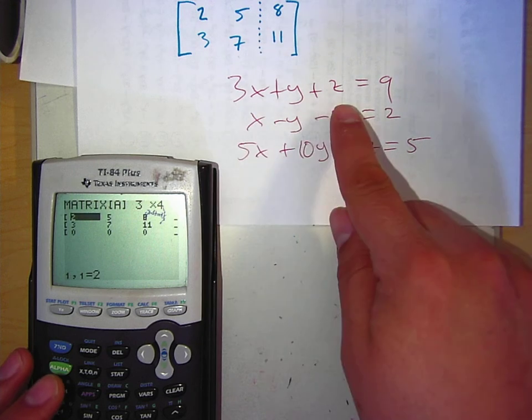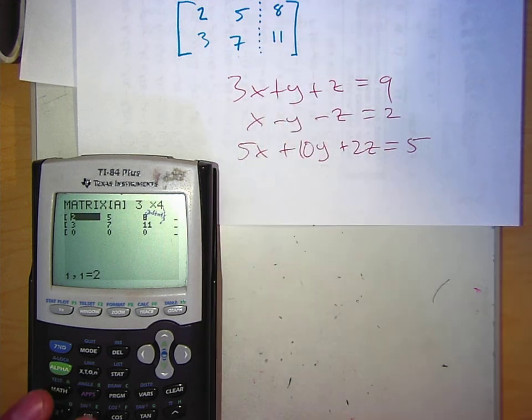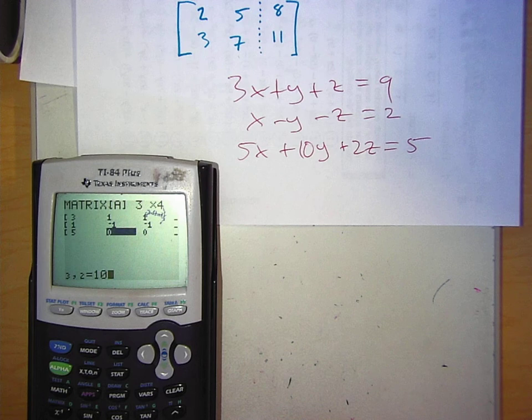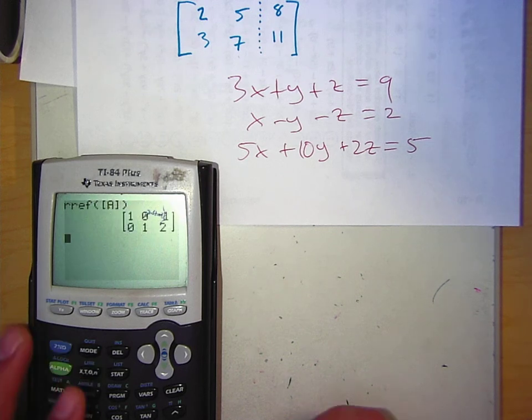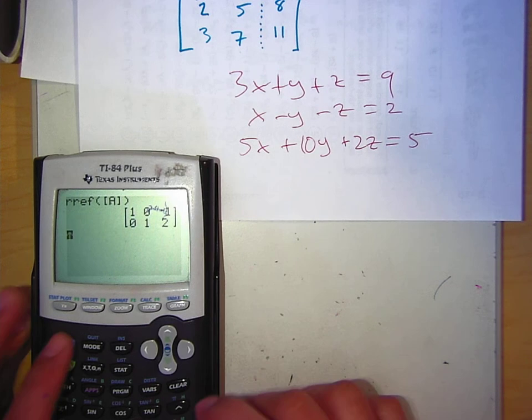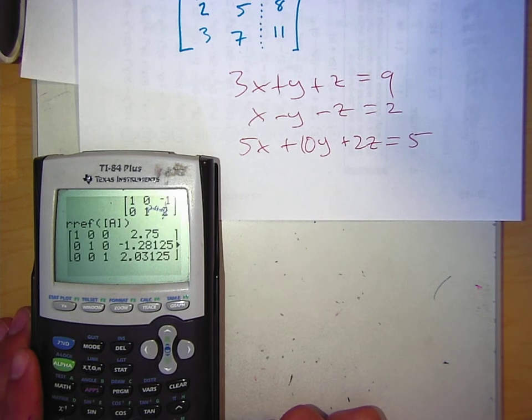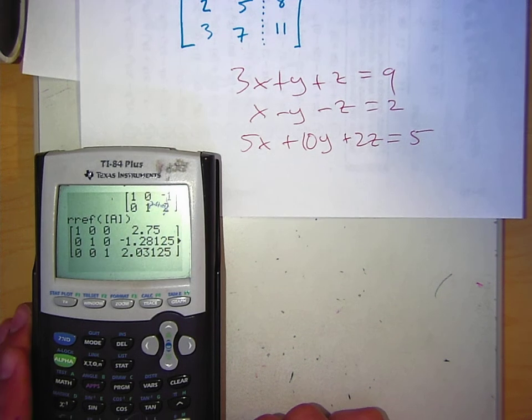Very carefully go ahead and put in the coefficients. So 3, 1, 1, and 9. 1, -1, -1 and 2, 5, 10, 2 and 5. Okay, and once you're done with that, you repeat the calculation. And like I said, oh, that's actually not too bad.